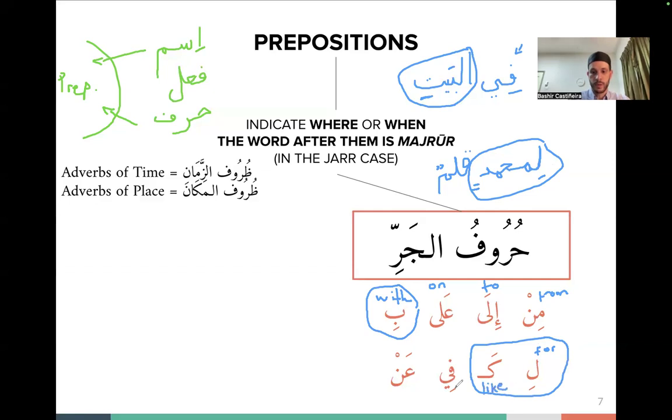Ka means like. Yes. Fi means in. We already saw that here, fil bayti. And an means about, or it could mean from, depending on the context. For example, عن ابن عباس, عن ابن مسعود, عن أبي هريرة. We hear this in the hadith constantly. From Abu Huraira. So certain hadith was transmitted or narrated from Abu Huraira.